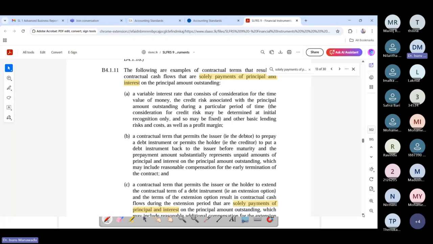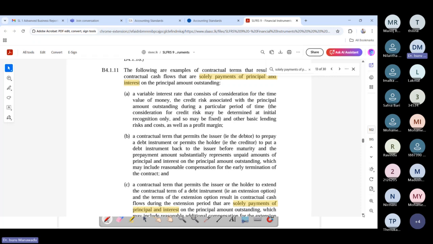Look at the second one, the contractual term that permits the issuer, issuer and the holder, there are two parties, no? Debtor and creditor. Put a debt instrument back to the issuer before maturity and repayment amount substantially. Now, let's say we have obtained a loan and we have given a loan. There can be both sides.